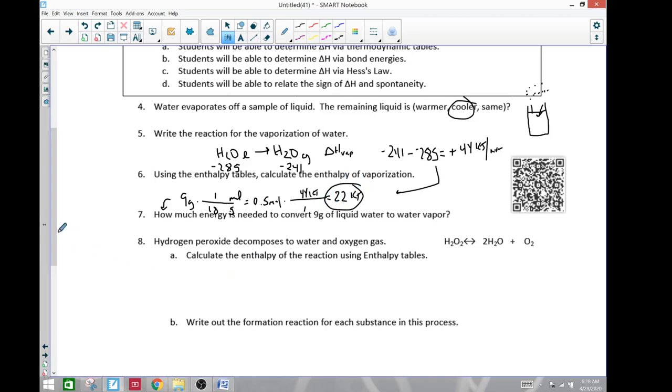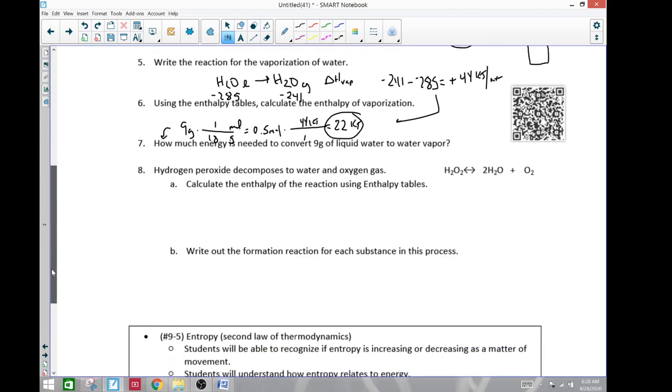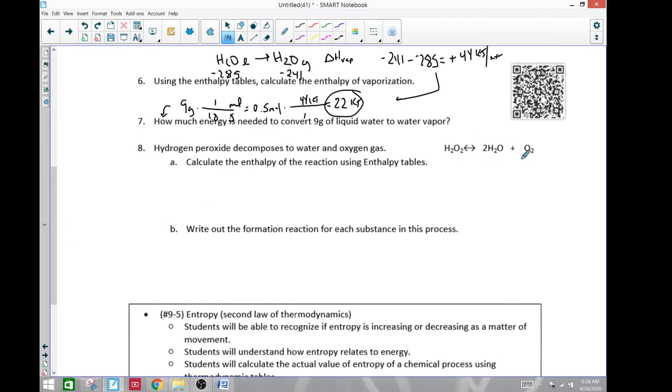Hydrogen peroxide decomposes into water and oxygen gas. There we go. Calculate the enthalpy of the reaction using enthalpy tables. All right, so we're doing it again. Get our values down. Let's say this is a gas, this is a gas, so that's going to be negative 241. That's located right there. This guy is 0 because it's based on formation from elements. And let's go ahead and get our hydrogen peroxide.